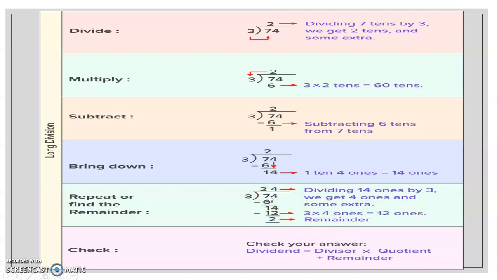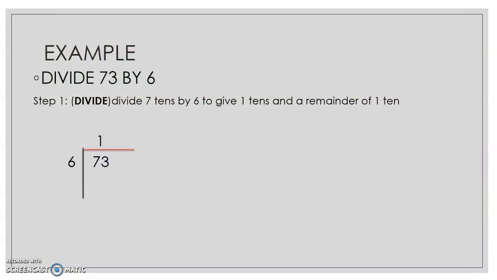Remember, our last previous topic was what? Multiplication. So you can check that out. Now to practical examples. The question is asking us to divide 73 by 6. The first method is to divide 7 tens by 6, which gives us 1 ten and a remainder of 1. That doesn't concern us right now. So 7 divided by 6.